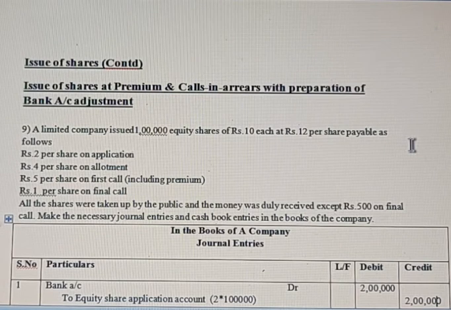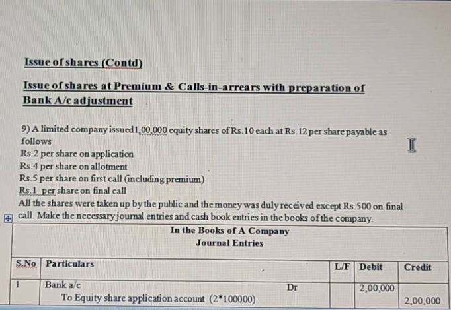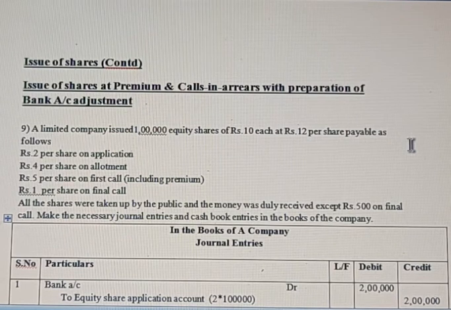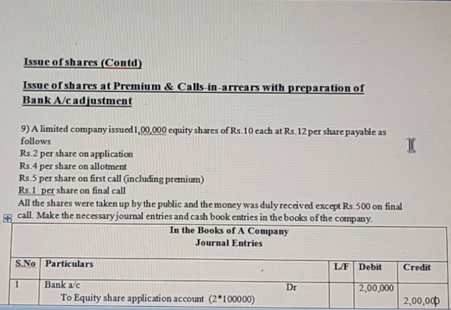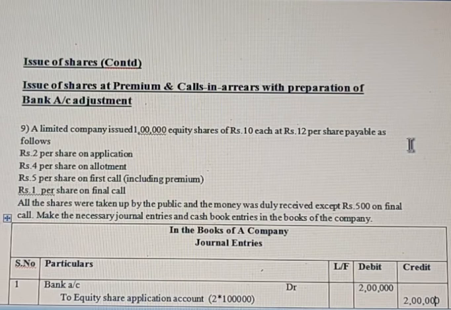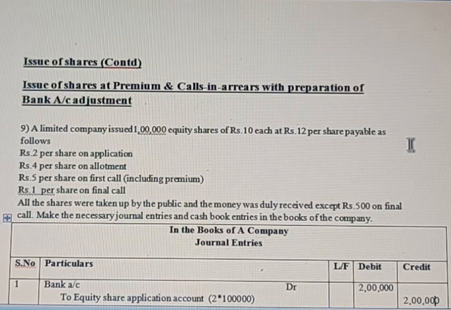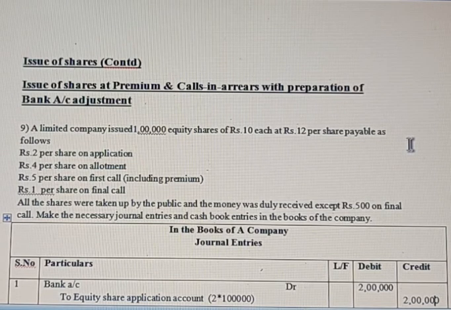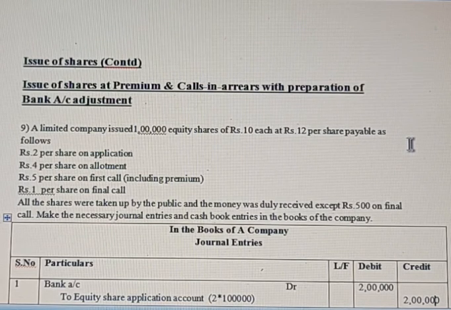So in today's session, let's see a combination of adjustments. In the previous sessions you have seen each problem had one single adjustment, like calls in arrears one problem, calls in advance one problem, and premium a separate problem. So now let's see combined adjustment problems. This is how you get 6 marks or 14 marks when it is combined.